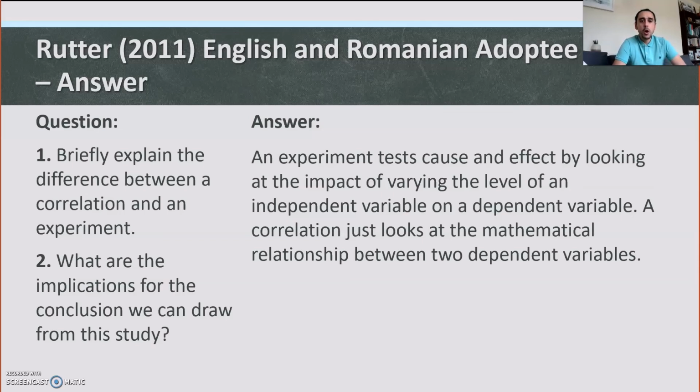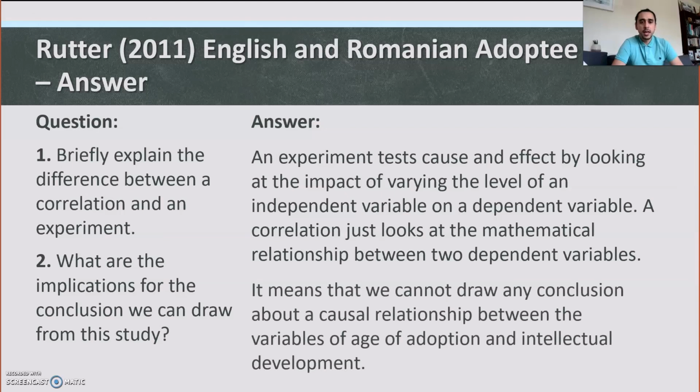What are the implications for the conclusions we can draw from this study? It means that we cannot draw any conclusion about a causal relationship between the variables of age of adoption and intellectual development. We can't come to a cause and effect. Is it the fact that they've been adopted later on that caused them to have a lower IQ? Or is it possibly that because they have a lower IQ, they got adopted later on? Or maybe there's a third variable affecting both of those. We're not sure is the point.